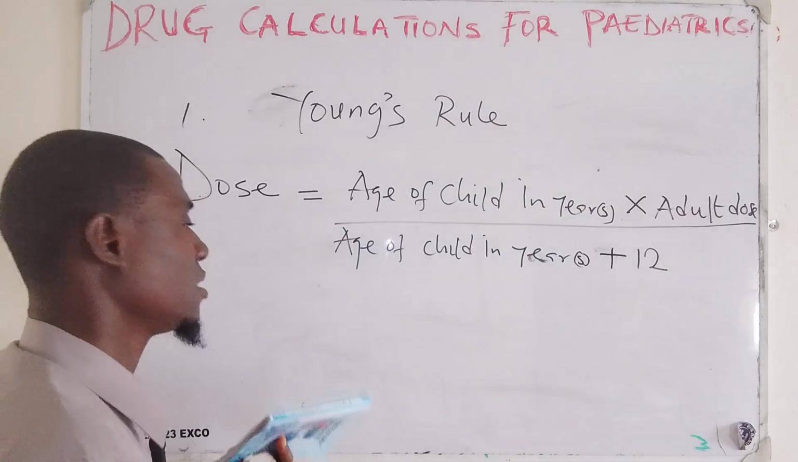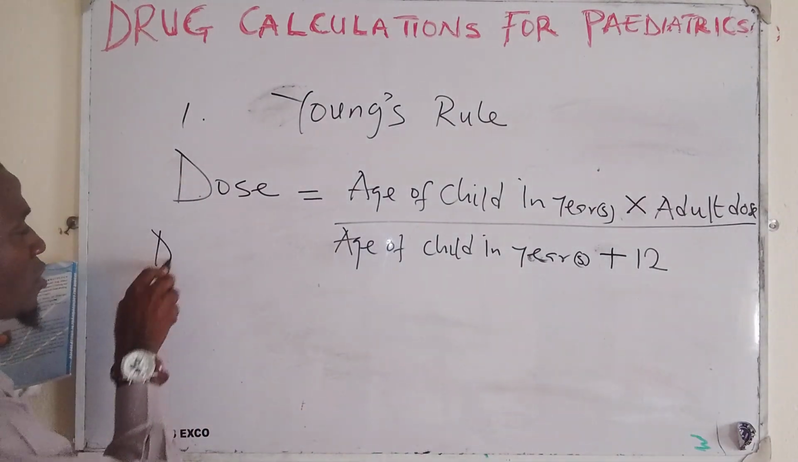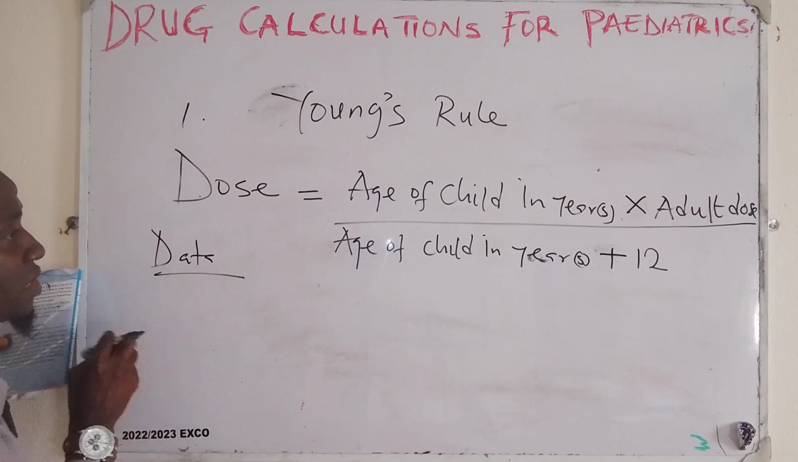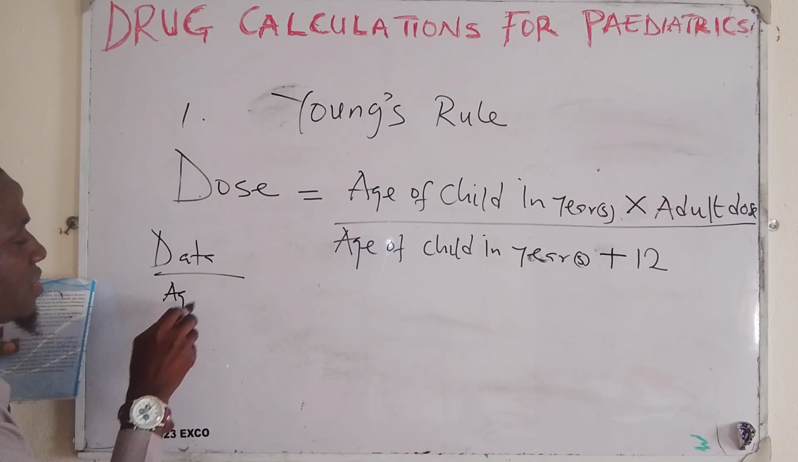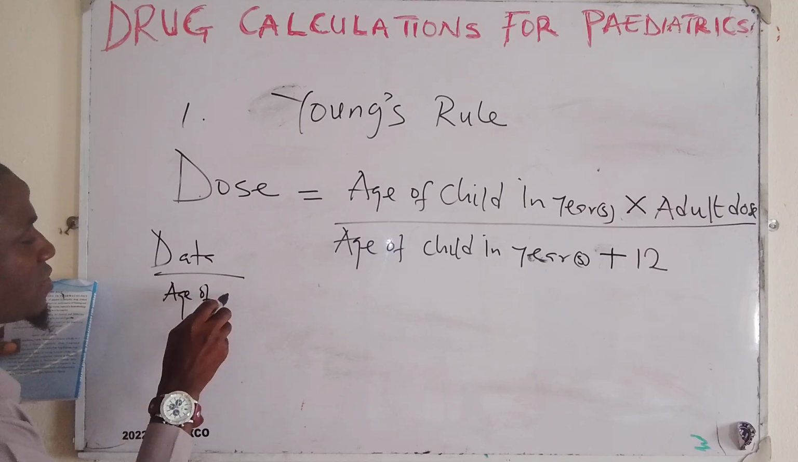Now let's take down the information. The first information we have here is the age of the child. We have been given that the age of the child is, what?